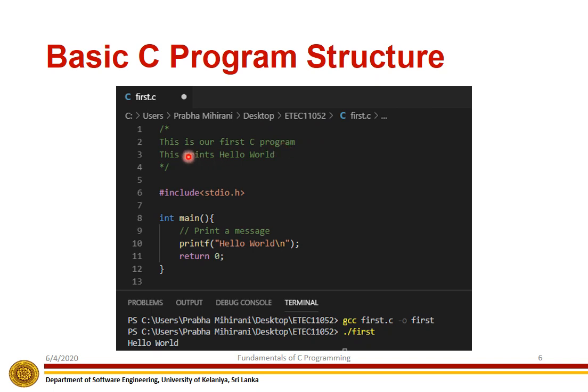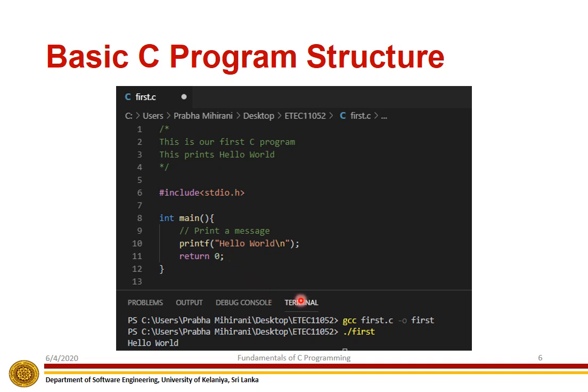Now we will move to the structure of the code. In the first 4 lines, you can see a multi-line comment. This is our first C program. This prints hello world. Then inclusion of header files: hash include header file name. Then the main function: int main parentheses, then curly braces. Then again there is a one line comment, a single line comment, print a message, printf hello world, return 0.